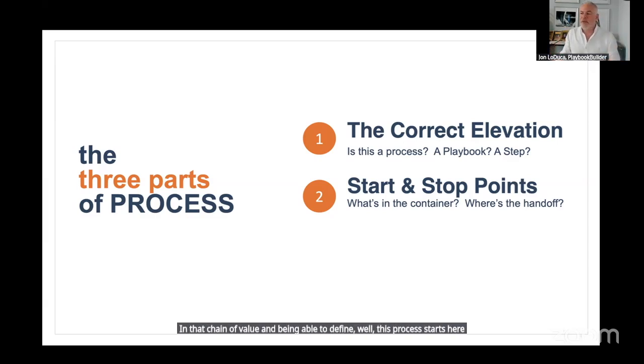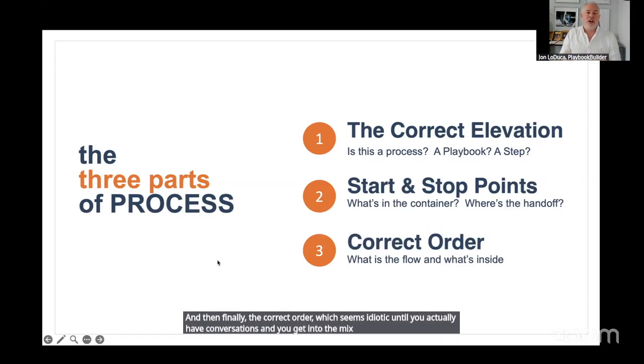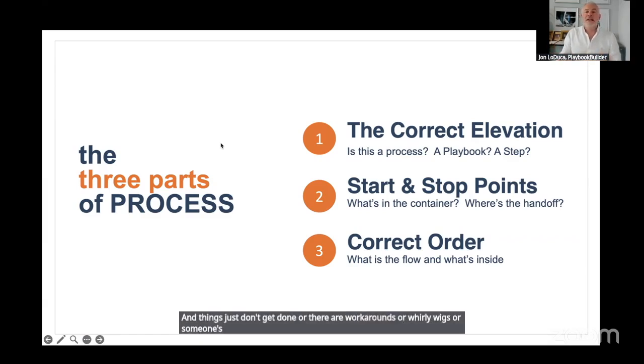is crucial. And then finally, the correct order, which seems idiotic until you actually have conversations and get into the mix and realize there are sometimes huge problems with process simply because they've transposed the order of operations and things just don't get done, or there are workarounds, or someone's walking over to someone's desk simply because the bottlenecks weren't pushed to the front of the line, and the clarity around communication wasn't there.